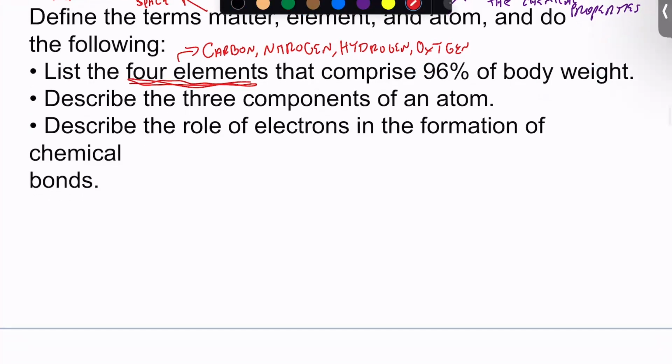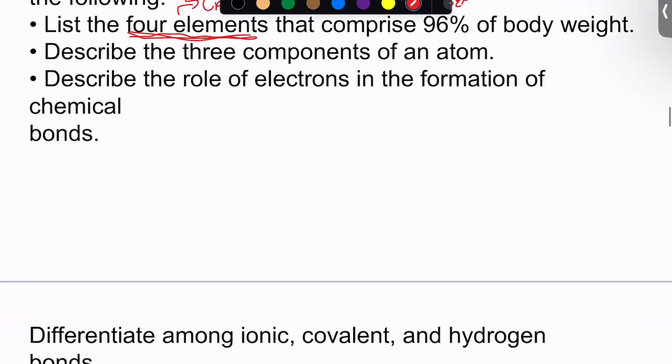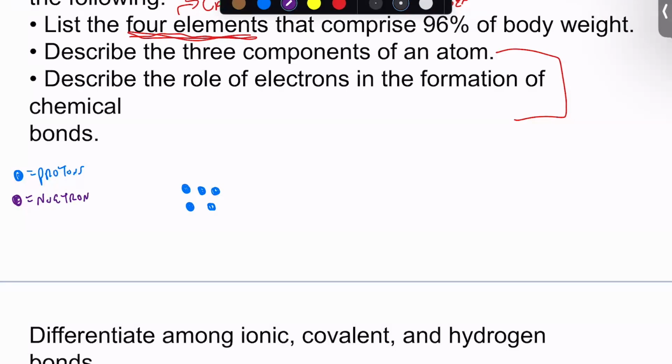Okay, and then describe the components of an atom as well as describe the role of electrons in the formation of chemical bonds. I'm going to answer both of these together. So in an atom, we have protons, we have neutrons, and those are also in the nucleus. So you're only going to have protons and neutrons in the nucleus.